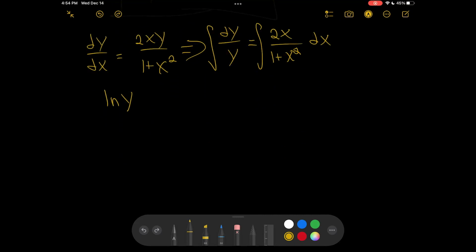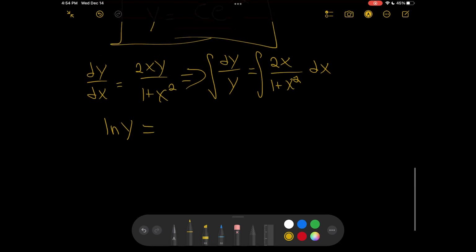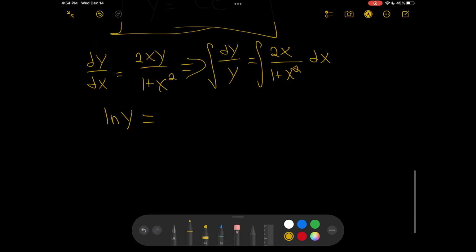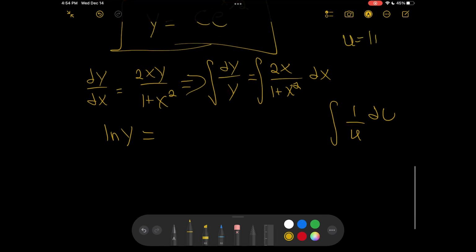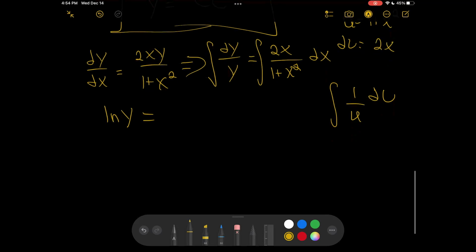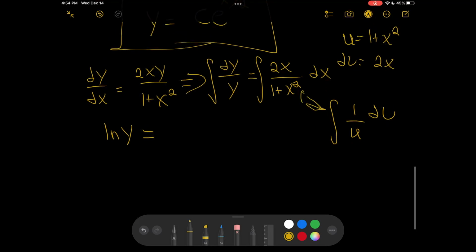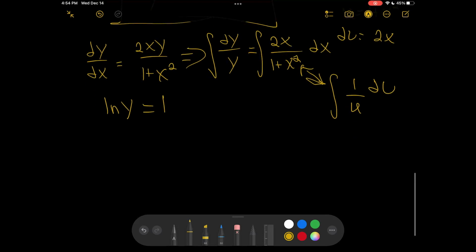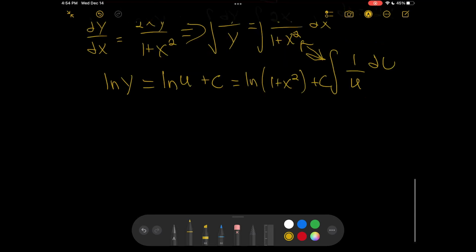So we just have natural log of y is equal to the integral of 2x over 1 plus x squared. So this is going to be a u substitution problem. So this is going to be the integral of 1 over u du, where u is equal to 1 plus x squared, and then du is equal to 2x. So these are both equal to each other. So this is just going to be the natural log of u plus c, which is just the natural log of 1 plus x squared plus c.